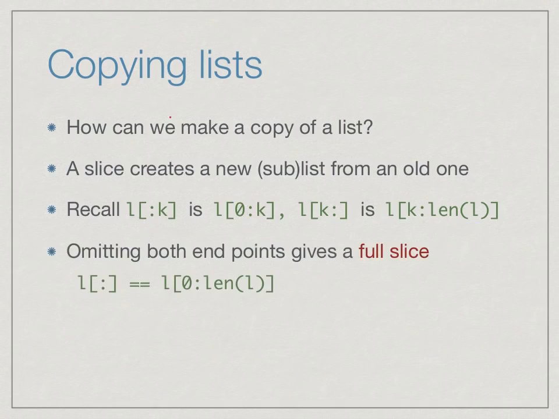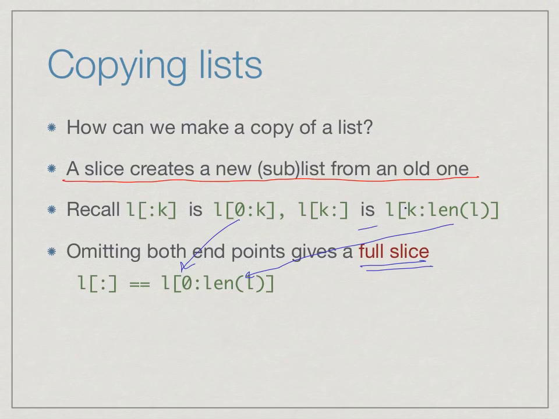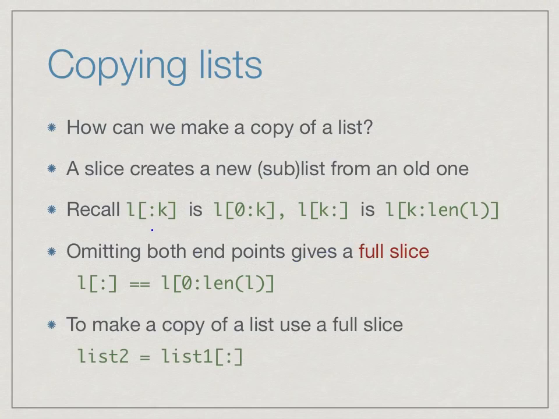So if we leave out both positions, we just put a colon with nothing before and nothing after. Logically, this becomes 0 and this becomes the length, right? So we have both characteristics in the same thing, and we call this a full slice. Now let us combine this observation, which is just a shortcut notation, with the observation that each slice creates a new sublist. So L with just a colon after it is not the same as L. It's a new list created from the old list, but it has every value in L in the same sequence.